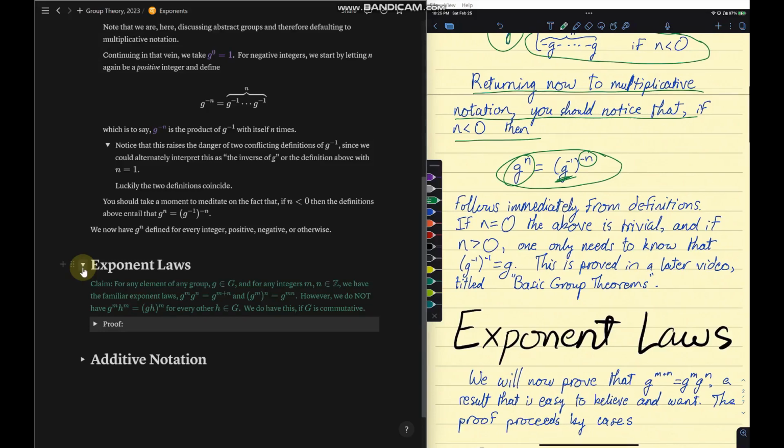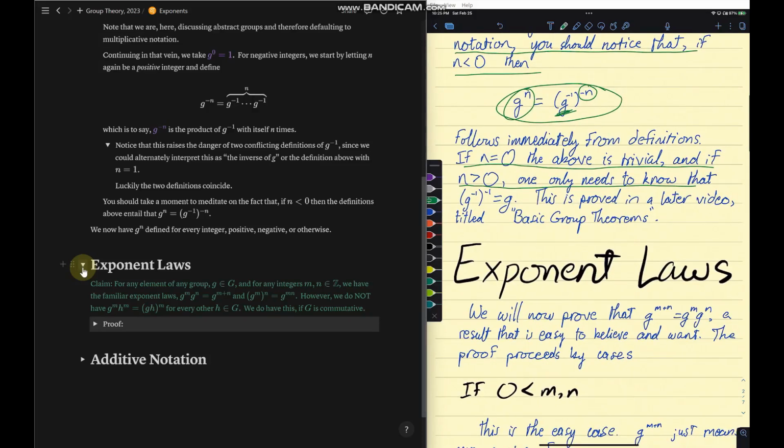This equation is also true if n is 0, and that's quite trivial. If n is strictly greater than 1, that actually turns out to be the case that requires a little bit of extra care, although not too much. I leave it to the viewer to prove. You will need to help yourself to the fact that g inverse inverse is the same thing as g. And this is proved in a later video titled Basic Group Theorems. Otherwise, the viewer is encouraged to try to prove that this equation holds also in the case when n is strictly positive.